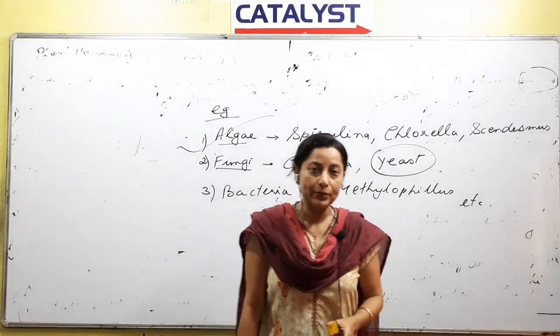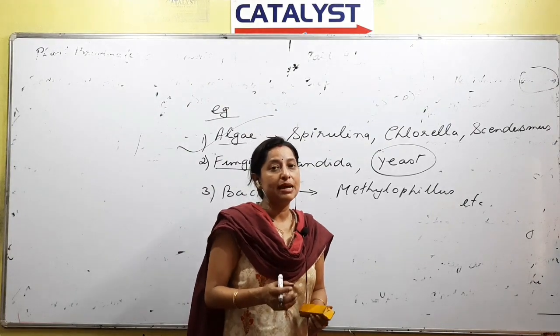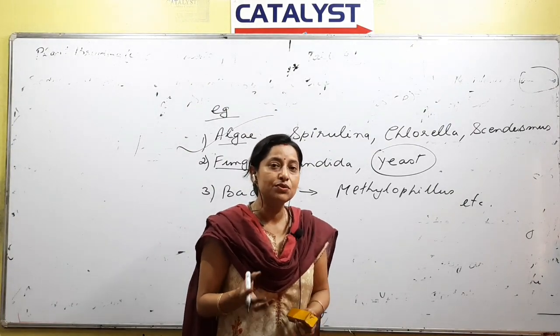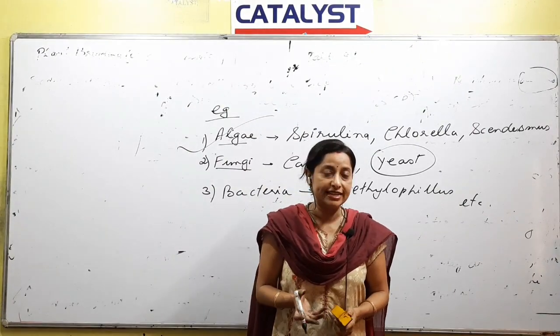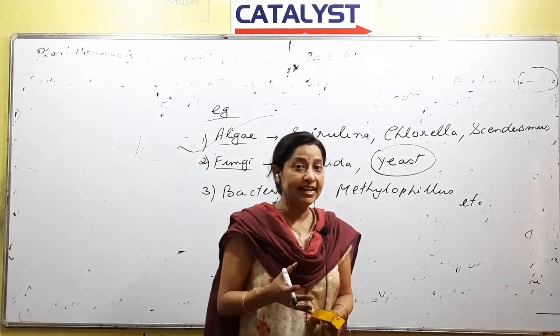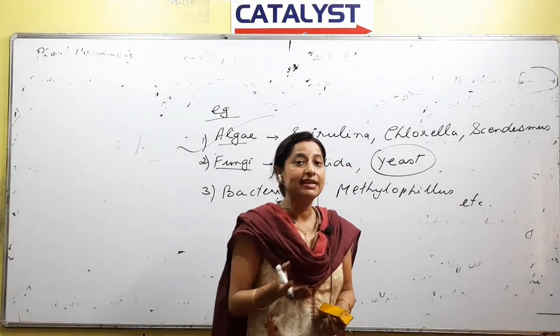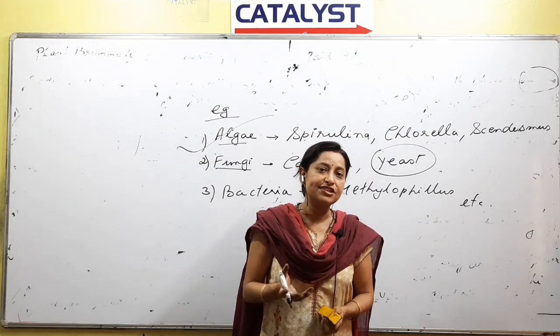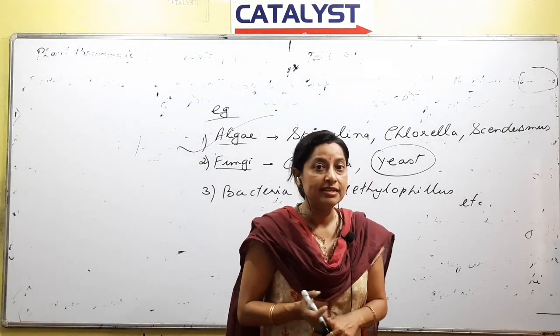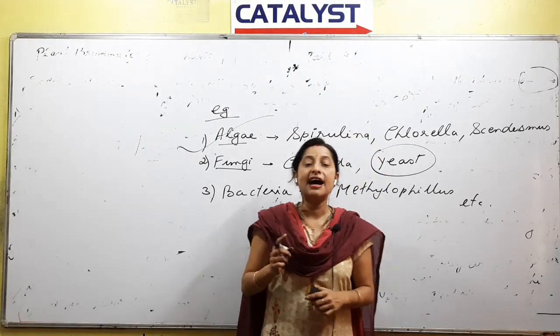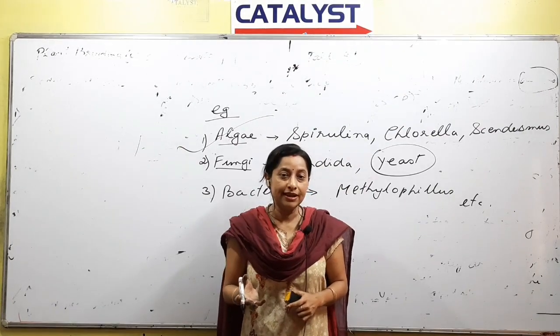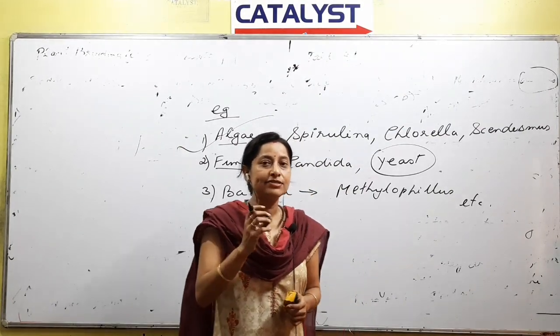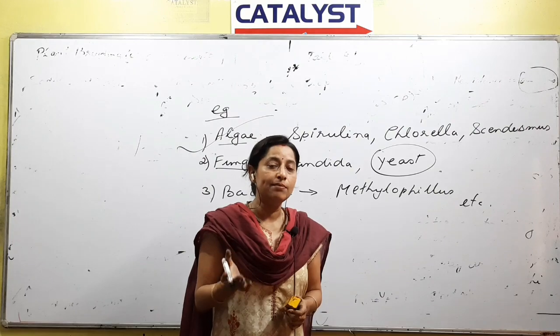Now we use single cell protein as food, no? If we use it, there should be certain types of advantages also. So what are the advantages, right? The first advantage of single cell protein is a higher rate of multiplication, right? So a single cell, if we use it as food, the multiplication rate is always faster, no?